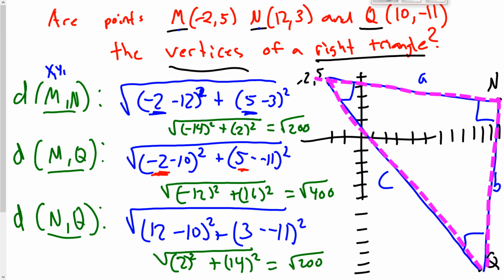Okay, so if we go ahead and simplify those, we get negative 14 squared plus 2 squared, which is square root 200. Negative 12 squared plus 16 squared is square root 400, and again 2 squared plus 14 squared is another square root 200. So we can see square root 400 is bigger than square root 200 and square root 200, so C must be the square root of 400, and we see that the other two are smaller, so now we need to check.